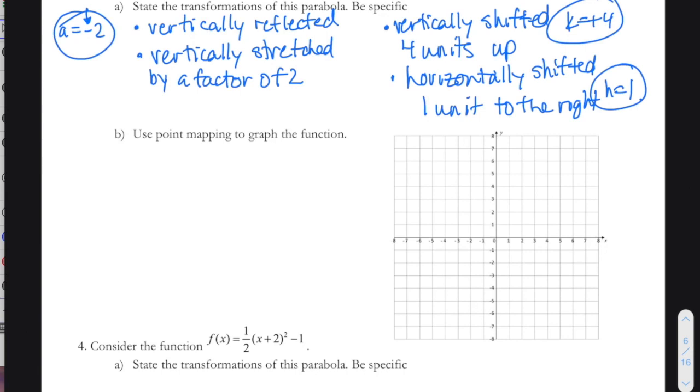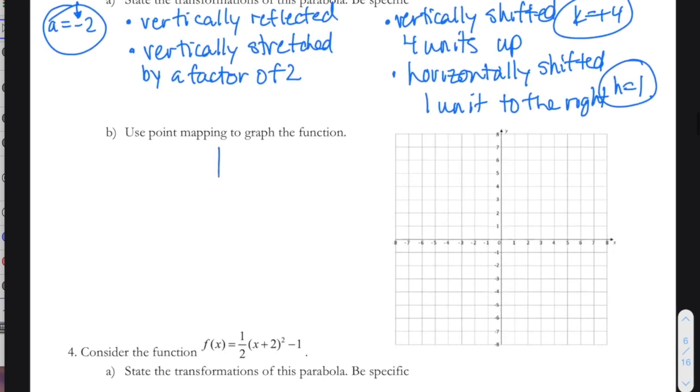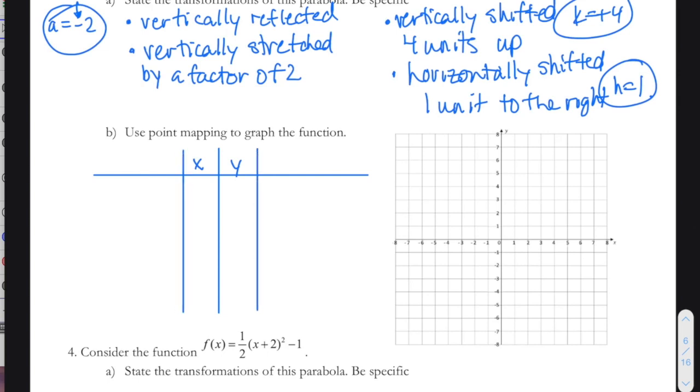Alrighty, so how do I do this? I don't have a graph to start with, but I do know my parent function. So let's use a table for this one. Okay, so with my parent function, I already know all the points I need to know. I just need to put it in a table of values.